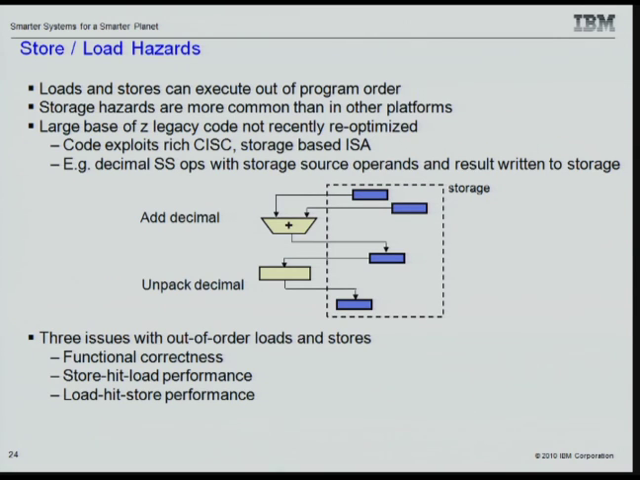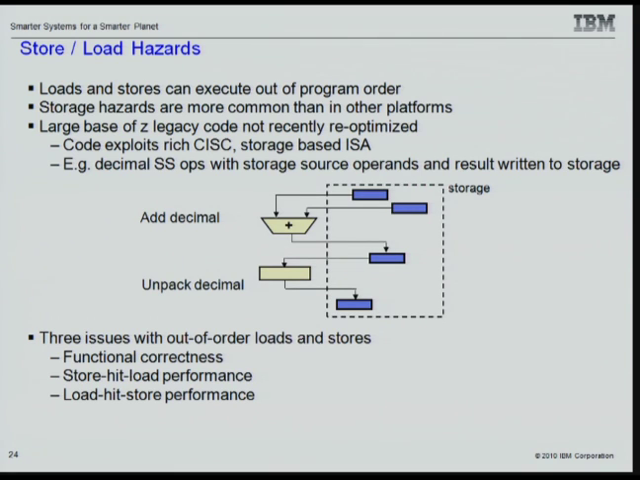And the original decimal operations that were defined for System 360 many years ago operate directly on storage. So if you want to do a decimal add of two numbers, you take the numbers from storage, you add them, and you store the result back to another location in storage. Subsequently, you may want to pack or unpack this value. And again, that instruction reads storage and writes it back to storage.